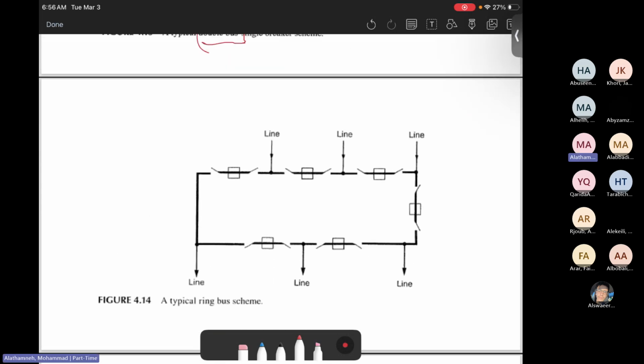The other one, typical ring scheme. We already talked about the typical ring before, which is basically if there's something wrong in line number one, you still can supply power from the other side. If this one is wrong, then you can still supply the power from the other side. That's the thing: if from your right there's something wrong, your left still can work.